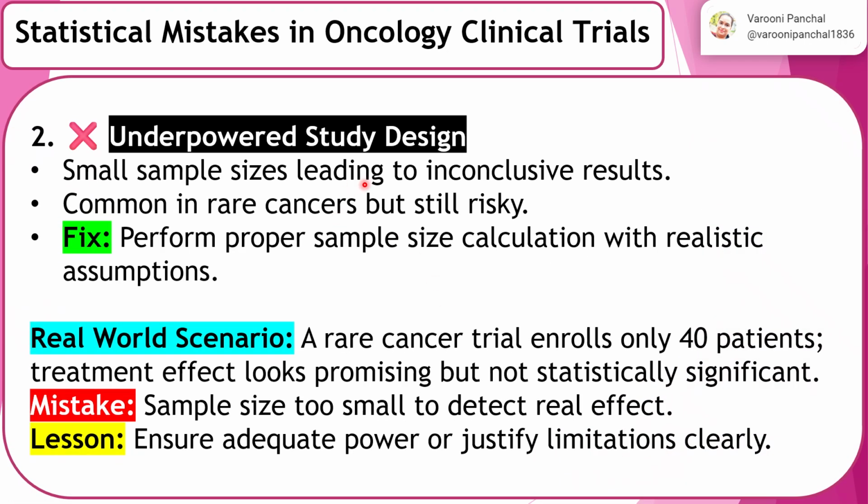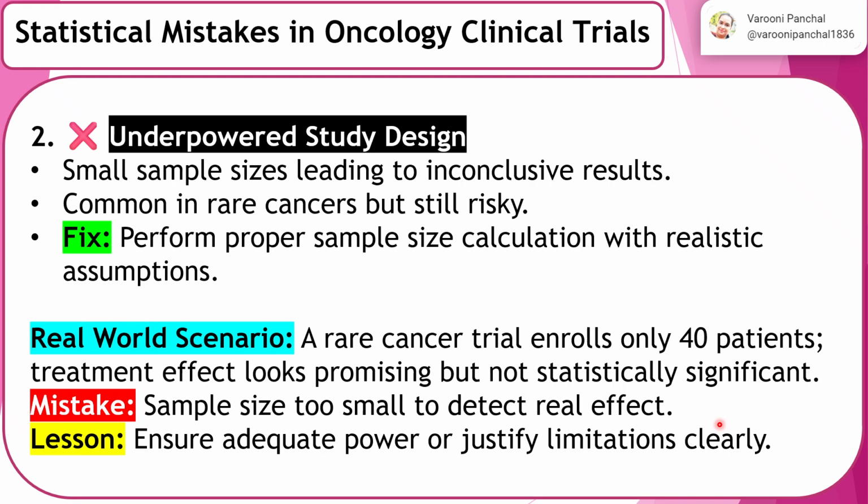Number 2, underpowered study design. Small sample size leading to inconclusive results. These are very common in rare cancers, but they are still risky. You can fix this by performing proper sample size calculation with realistic assumptions. Say, for example, a rare cancer trial enrolls only 40 patients. Treatment effect looks promising but not statistically significant. So the mistake here is the sample size is too small to detect the real effect.